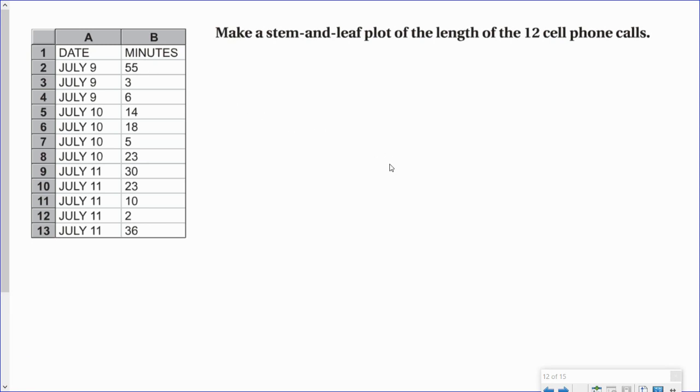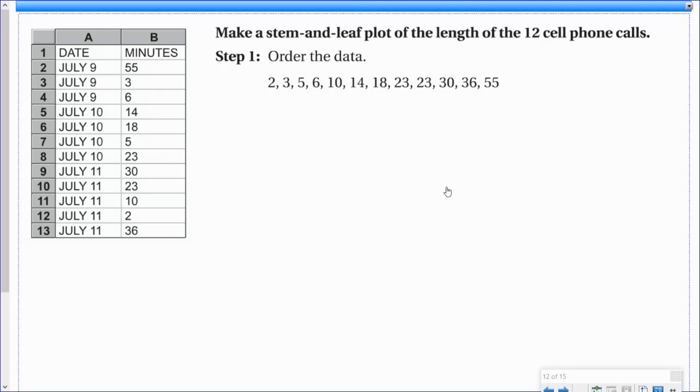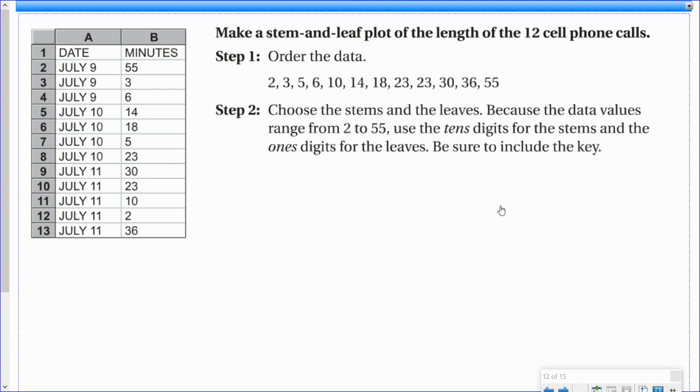So here's how we're going to work through this process. We put all those data points in order. You can see 2 is the smallest all the way up to 55. Once you have them in order, you have to choose the stems and the leaves. Because the data values range all the way from 2 up to 55, we're going to use the tens digit for the stems, and the ones digits will be the leaves. We'll make sure we show that in our key.